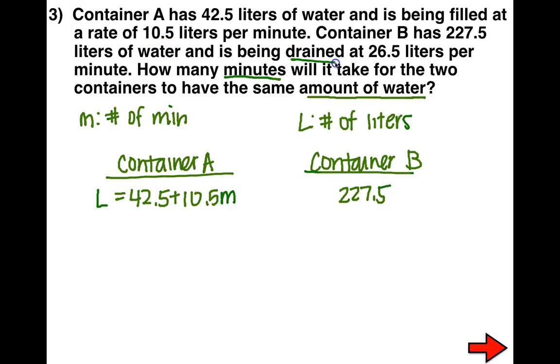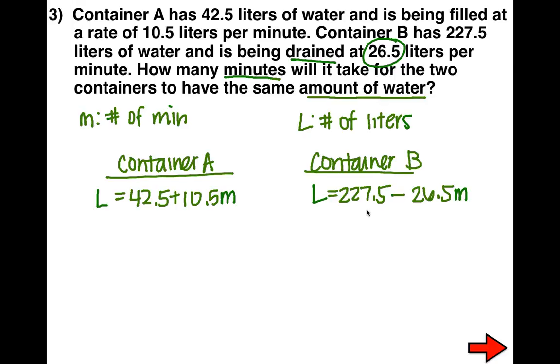Because it's being drained, I'm going to say that we're subtracting because it's losing water. It's losing 26.5 liters per minute. So we're going to put minus 26.5 m. And again, this is basically going to tell me the number of liters altogether. So now that I have my two equations, I can go ahead and solve.